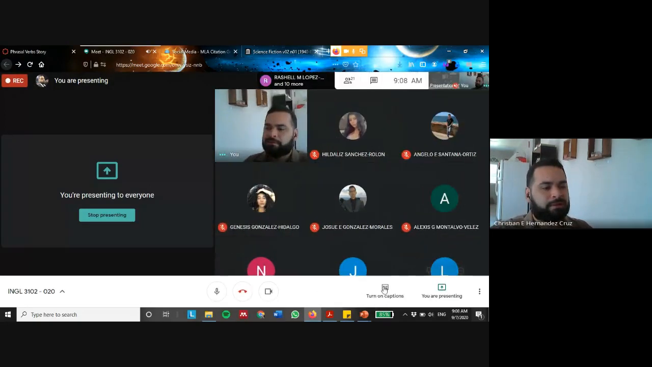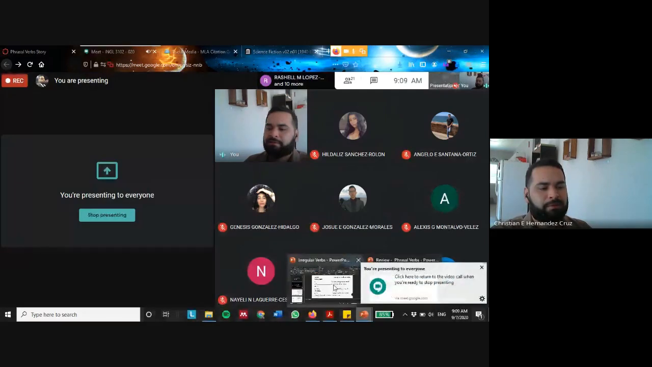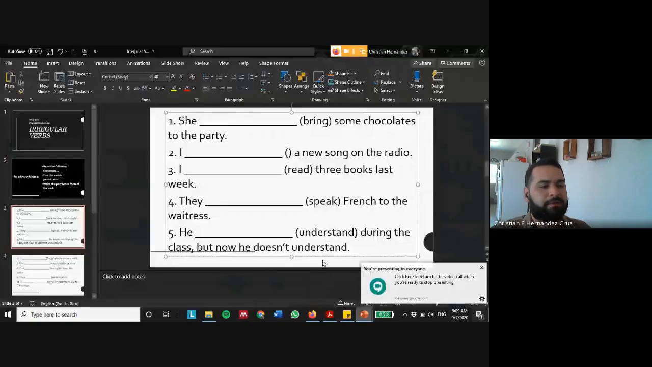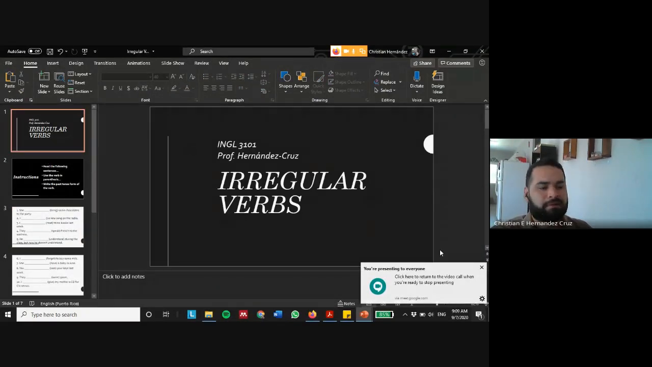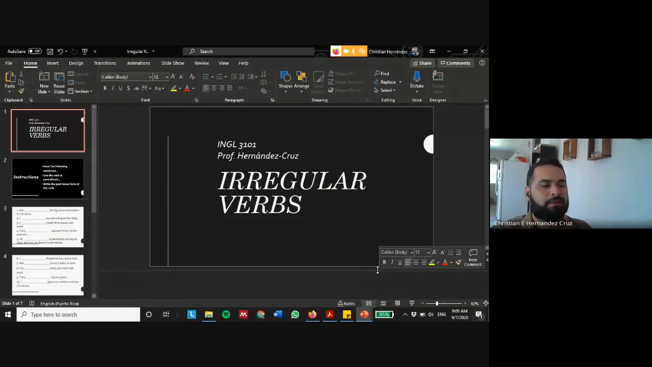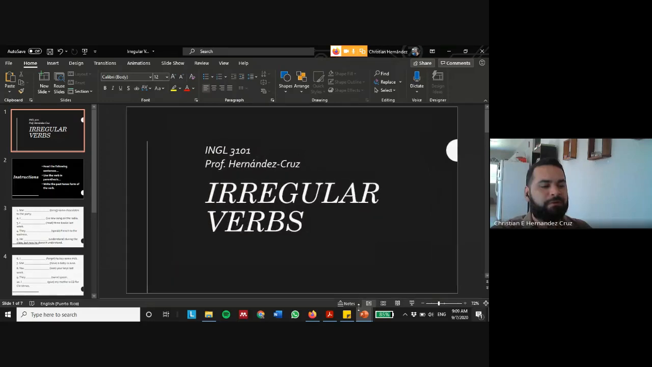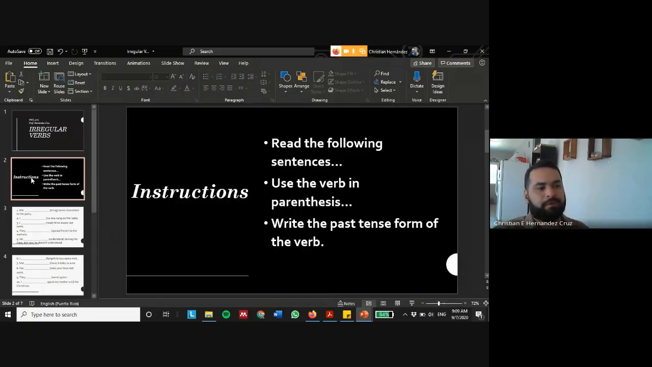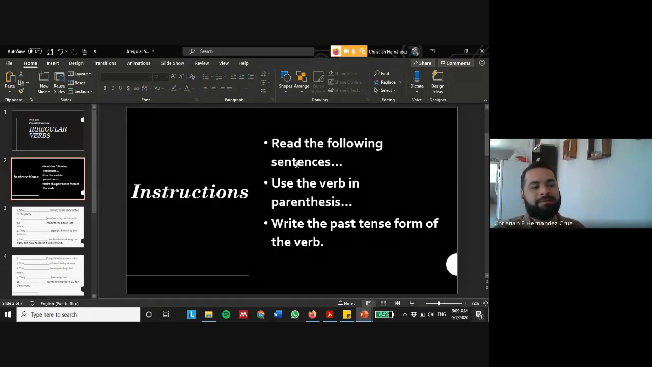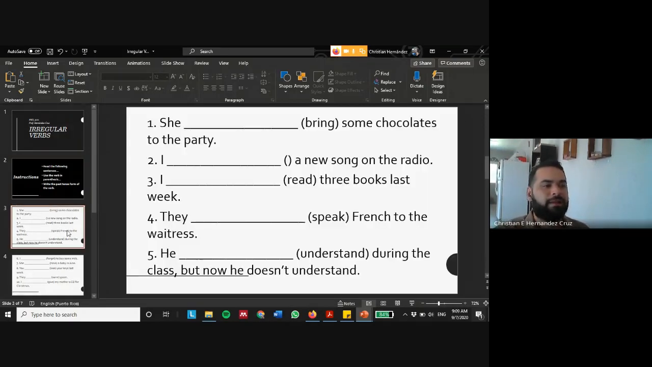And we still have just enough time to complete the next task, which is, come on, there you go. So this is irregular verbs. So we've had phrasal verbs, which of course are phrases that are verbs. And now we have irregular verbs, which we briefly discussed in our last class. Remember that those are verbs that you can't conjugate by adding D or ED at the end. So what I want you to do is read the following sentences. I want you to use the verb that's in the parentheses, and I want you to write the past tense of that verb. Let's take a look at number 1.